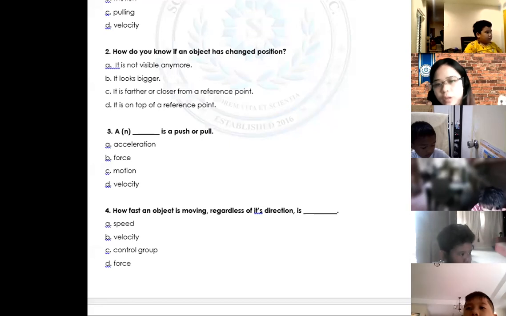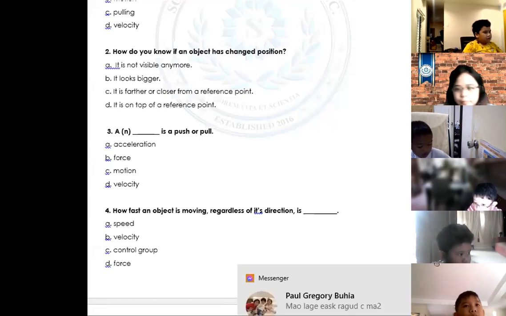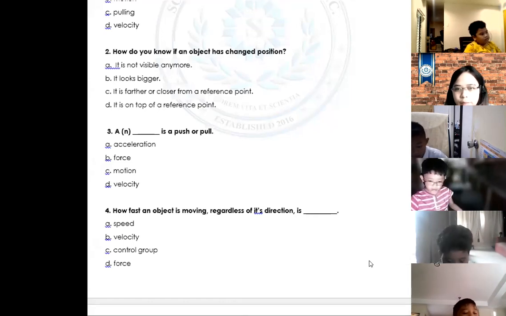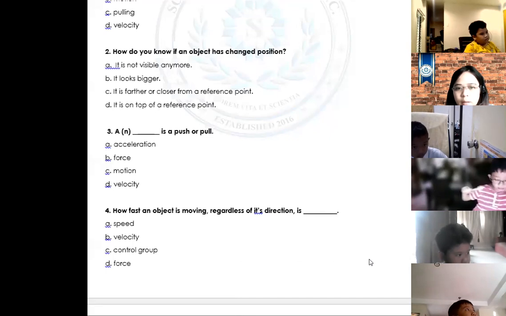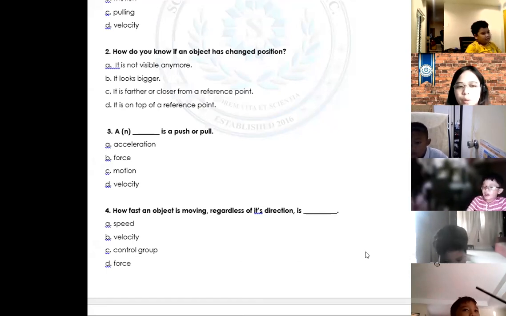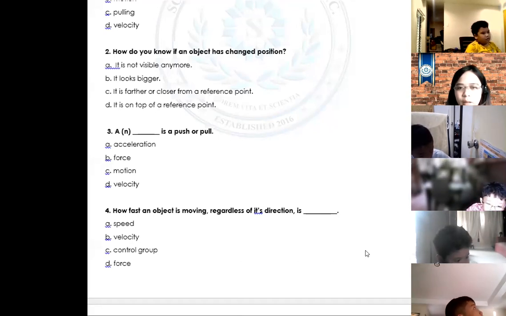Next, number 4. How fast an object is moving regardless of its direction? A. Speed. B. Velocity. C. Control group. Or D. Force.